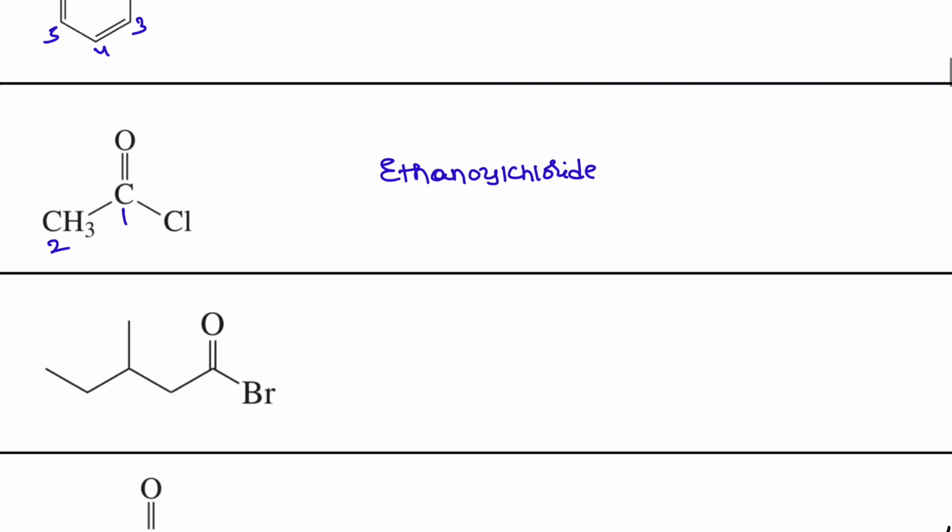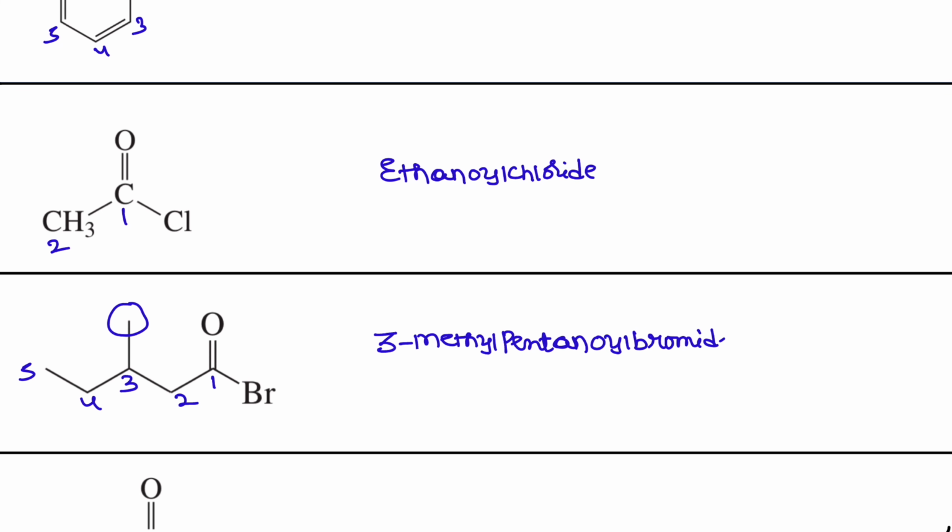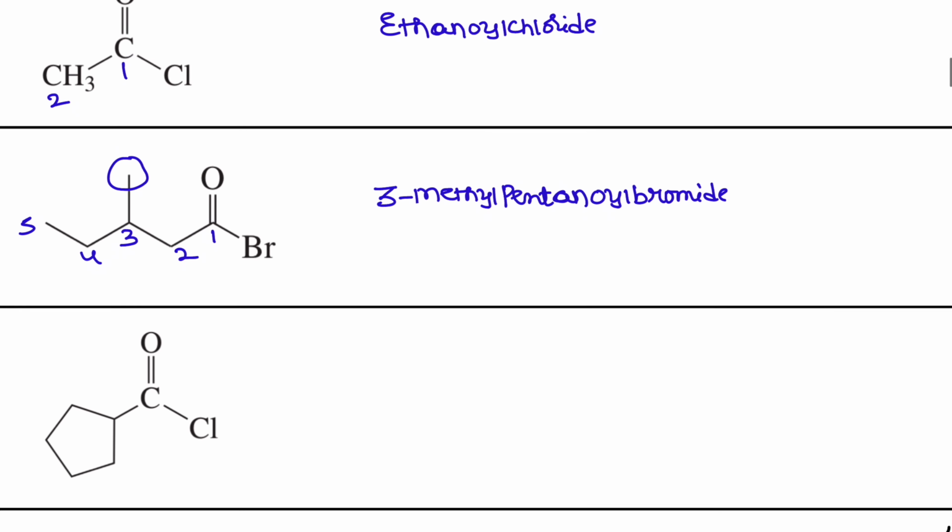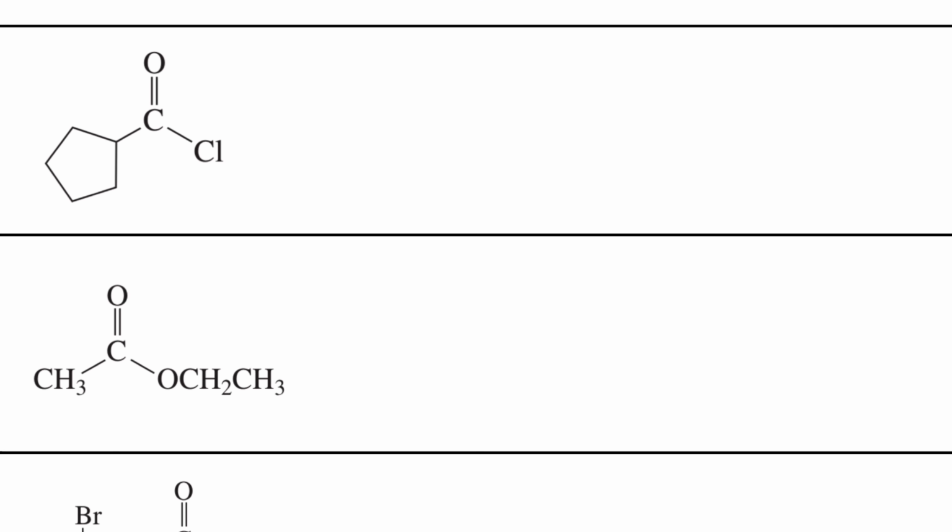First carbon, second, third, fourth, fifth. There is a branch at the third place. Therefore, it is 3-methyl, root word pentane, oyl bromide. It is a chain terminating functional group, need not indicate the position. Let us proceed with the next example.